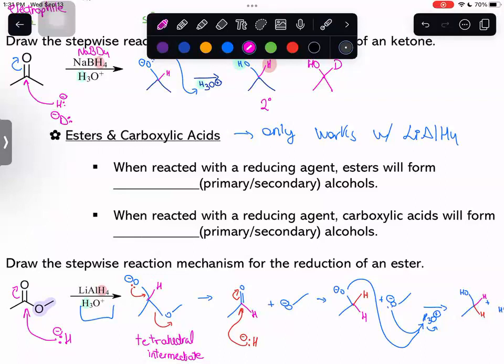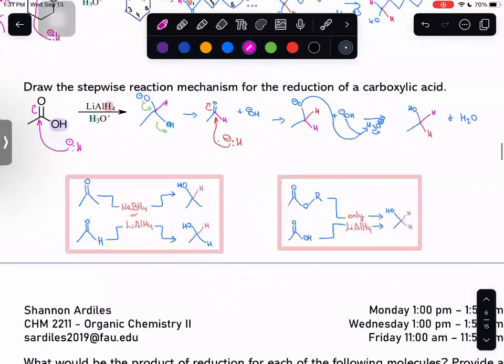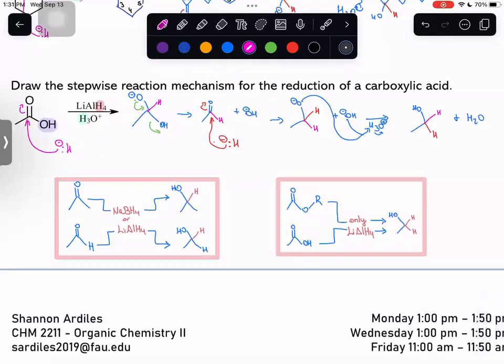Esters are gonna form what? Primary or secondary alcohols? Primary. What about carboxylic acids? Right. Primary as well. And it was in the shortcut that we just saw as well. Okay, so far, any other questions?